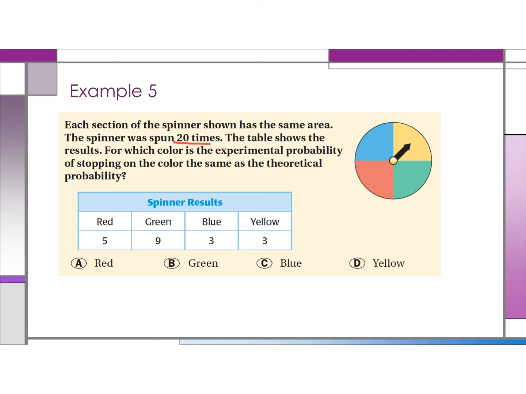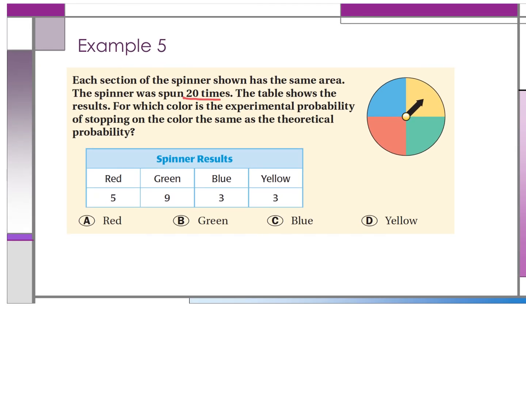So for the experimental probability, for each color, let's go ahead and do it. So we would take the number of times it landed on red, that was the favorable, over the total number of spins, which was 20. Simplify, and that's 1/4. Then we take the green, and we'll do the same thing. 9 over 20, that one can't be simplified. Then the blue, 3 over 20. And then lastly, the yellow, I'll write that in black because the yellow writing doesn't come out very well.